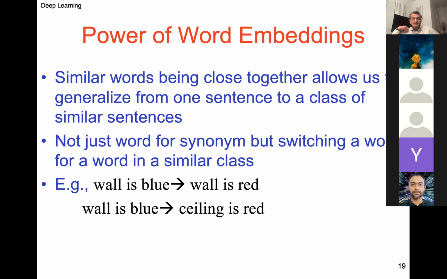The power of word embedding: similar words being close together allows us to generalize from one sentence to a class of similar sentences. Not just swapping a word for a synonym, but switching a word for a word in a similar class. So we're saying wall is blue, wall is red. It allows us to generalize from one sentence to a class. This sentence is similar to this sentence: wall is blue and wall is red. And wall is blue is similar to ceiling is red, all these things. So many meaningful things can happen, which kind of tells you what is behind all these fake news and things like that, how we can generate these things.